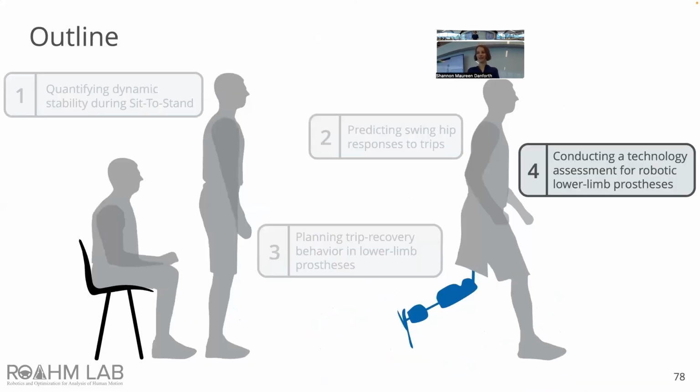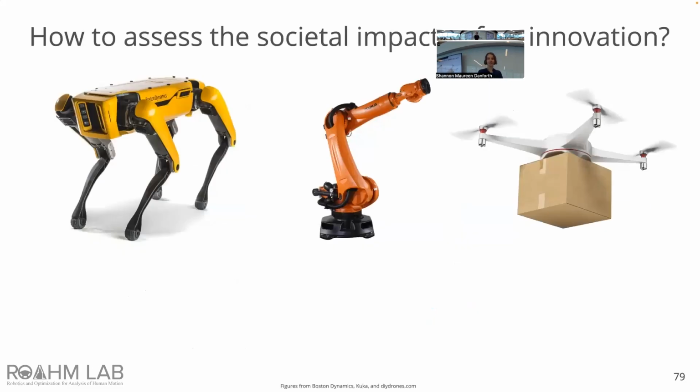And with that, I'll move on to the last chapter, conducting a technology assessment for robotic lower limb prostheses. The central focus of this chapter is how do we assess the societal impacts of an innovation? So here are three types of robots that some of us work on right here in the robotics building. And we as researchers might have certain goals that motivate our work for these types of robots.